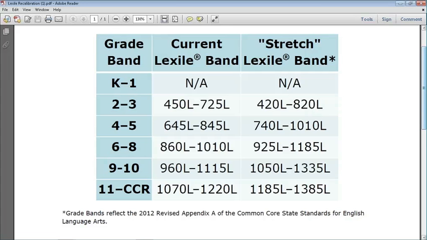And if we look at that second column, the current Lexile band, we can see some numbers there that are equated to the students' readability and the text readability levels. If we move into the right-hand column, we see where Common Core is placing those expectations. As they're evaluating texts and students for their capabilities, we're seeing a significant increase in the expectations of what students can read and what they're comfortable reading based on Lexiles.